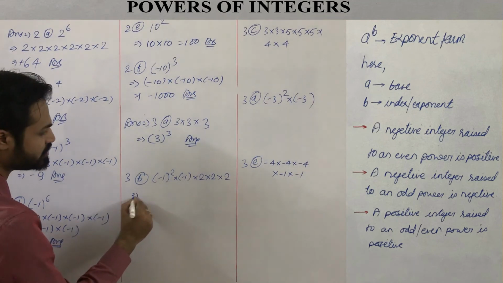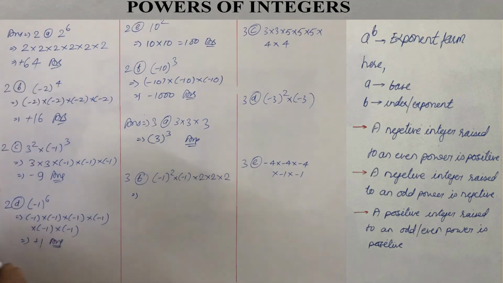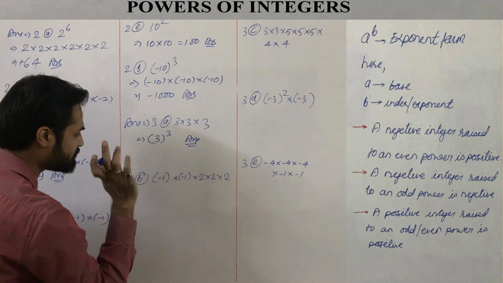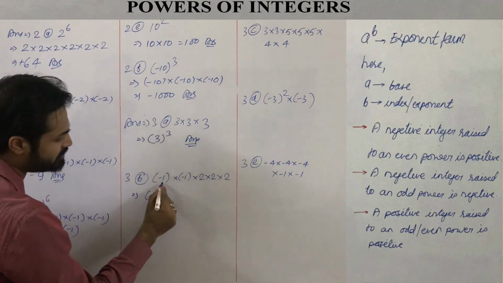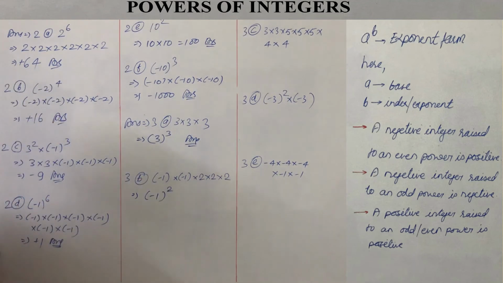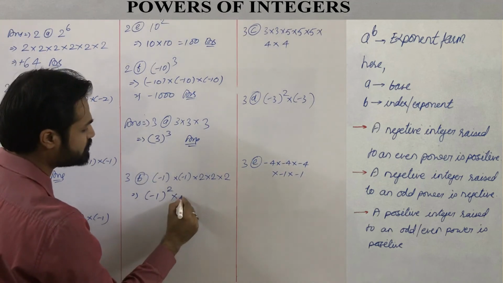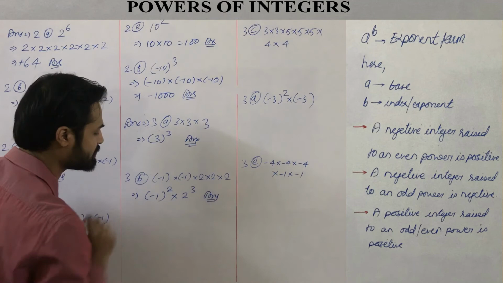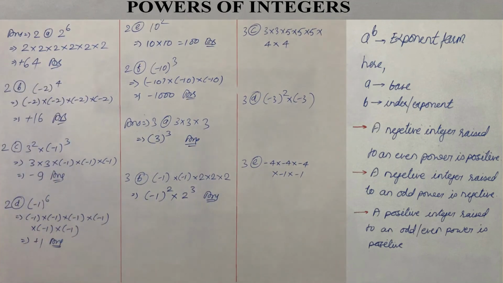Next, minus 1 into minus 1 into 2 into 2 into 2. Minus 1 into minus 1 is the square of minus 1, and 2 into 2 into 2 means 2 to the power of 3. So this is the final answer: minus 1 to the power of 2 and 2 to the power of 3.